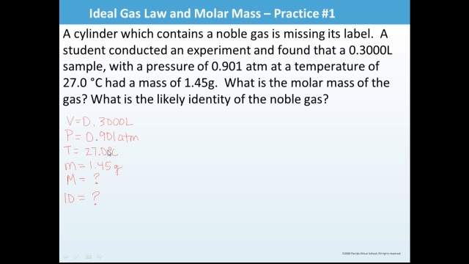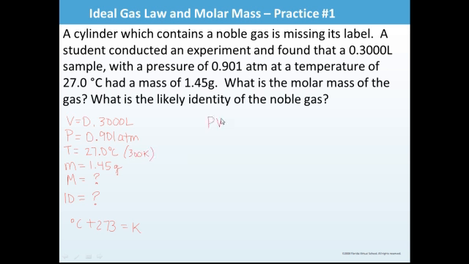What I recommend is that before you even start plugging things into formulas, go ahead and convert your units to the correct units so that way you don't forget. To go from Celsius to Kelvin, you just add 273. So 27 degrees Celsius is the same thing as 300 Kelvin.